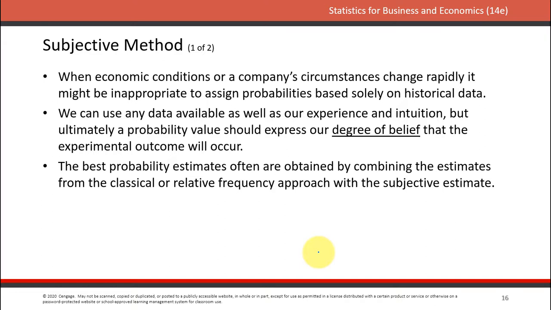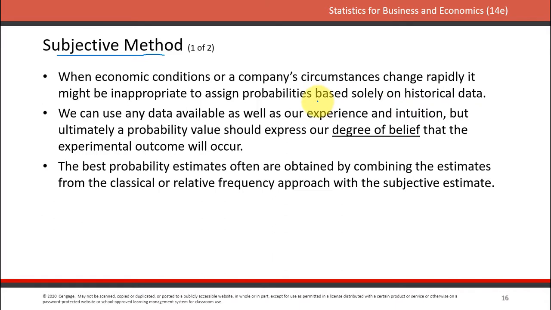But still, you hear scientists say things like there's some probability, they might give a number, for the life on Mars. So when they're doing that, when you can't repeat the experiment many times, like here, then we call this the subjective method. So when economic conditions or a company's circumstances change rapidly, it might be inappropriate to assign probabilities based solely on historical data.